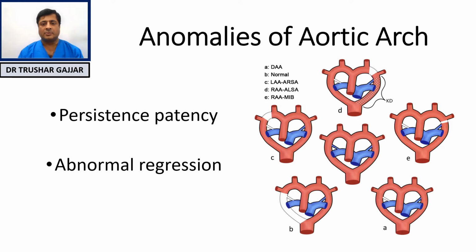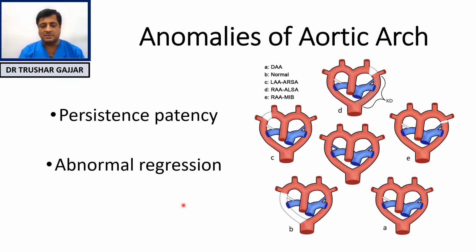So let us see about the anomalies of aortic arch. The basic fundamental thing in the anomalies is either persistent patency or abnormal regression. If you see in this picture, this is the embryonic aortic arch, where there are two arches on either side, that is ventral and dorsal aorta, which fuse and form the descending aorta. Here is the aortic sac. This is the sixth arch forming pulmonary artery. So this is basically a normal embryonic structure.